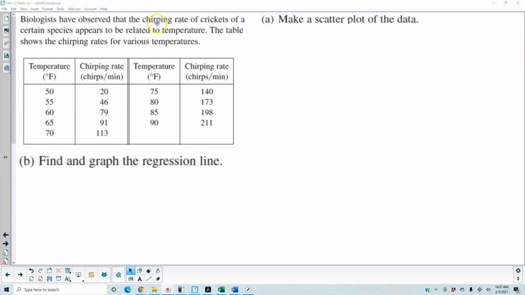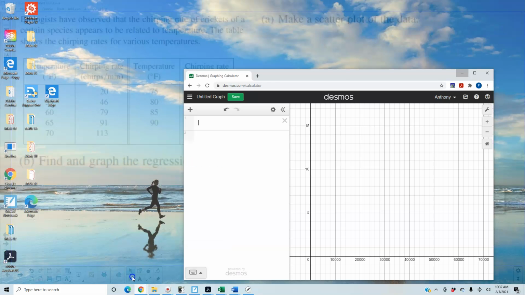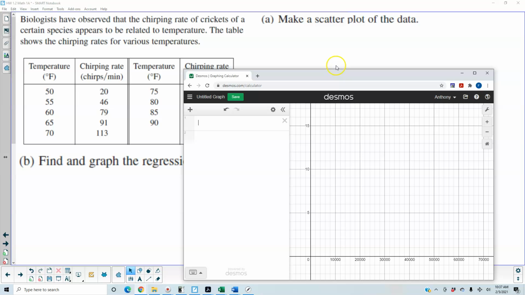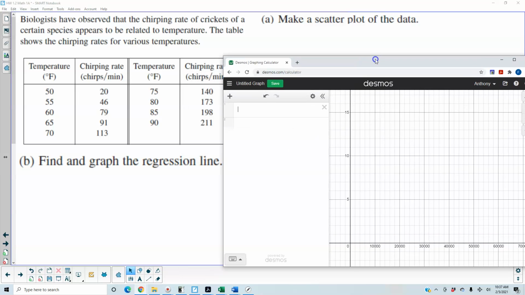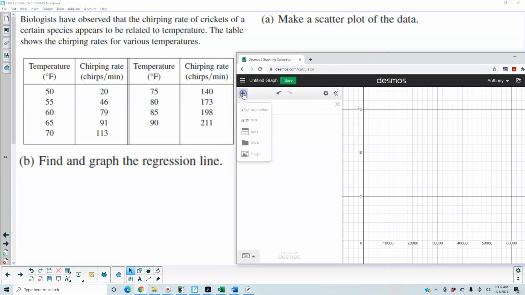Biologists have observed that the chirping rate of crickets of certain species appears to be related to temperature. The table shows the chirping rates for various temperatures. So what we want to do is make a scatter plot of the data. We're going to use Desmos and create a table by putting this information into the table. So I'm going to go ahead and do that.